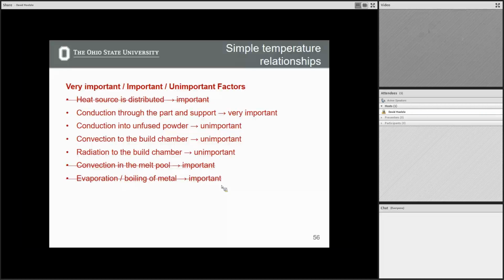We're going to start getting into some very, very simple temperature relationships and understanding here. At the very first part, we're basically just going to consider conduction through the part at the very first pass, and then we'll build up the complexity from there. Okay. Sound good?